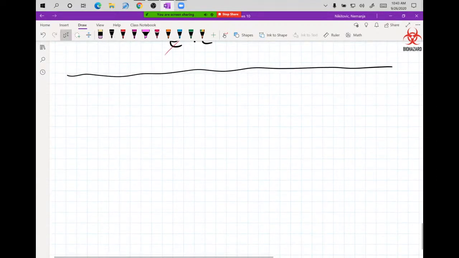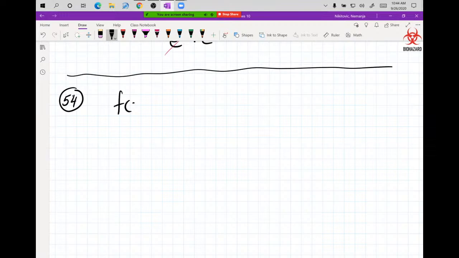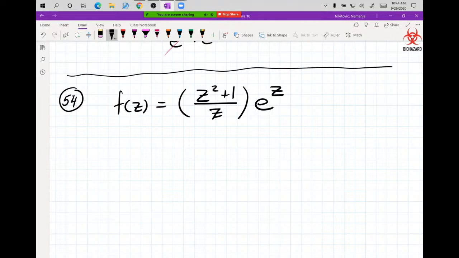And here is one for you to practice. It says, oh, actually 54. Now be very careful here, right? F of z is given as z squared plus 1 divided by z, and you go, that's easy. Then I say times e to the z. So this is tricky, right? It's really tricky, this one.